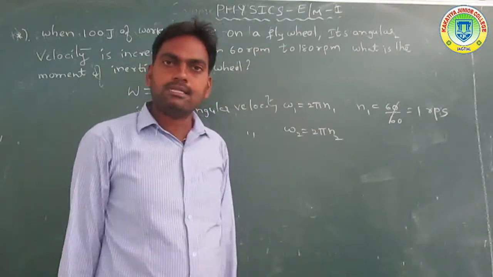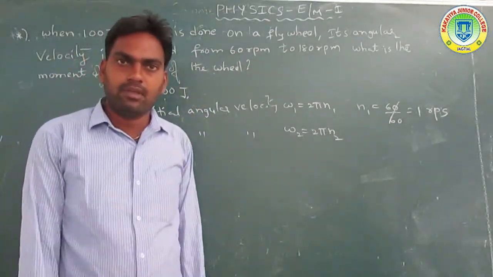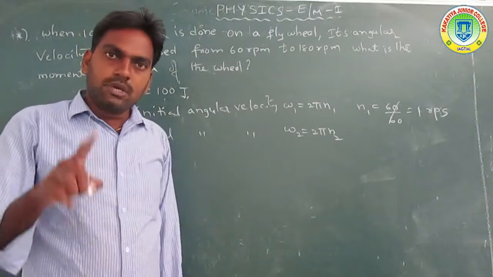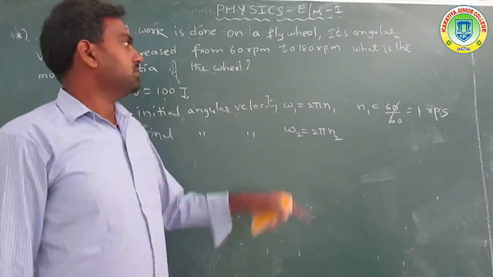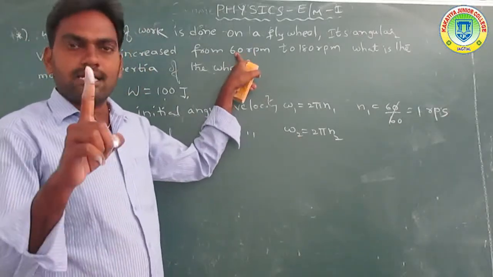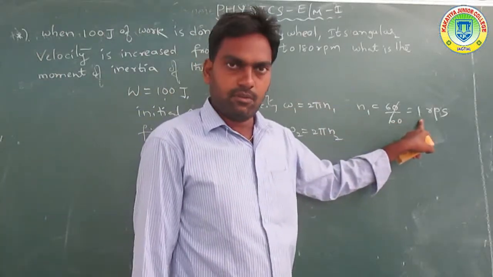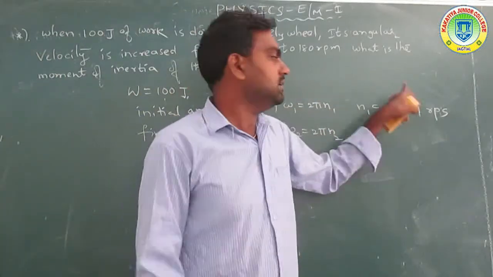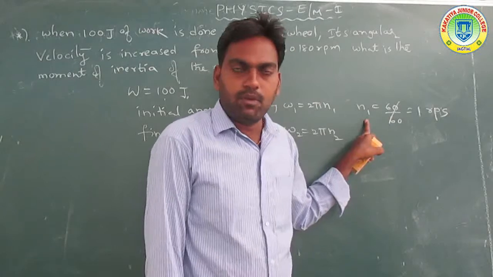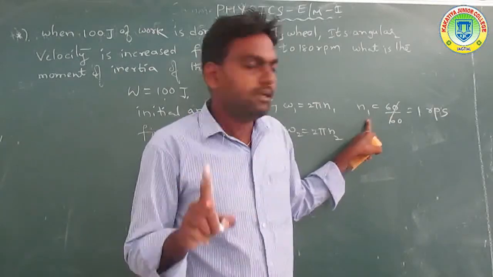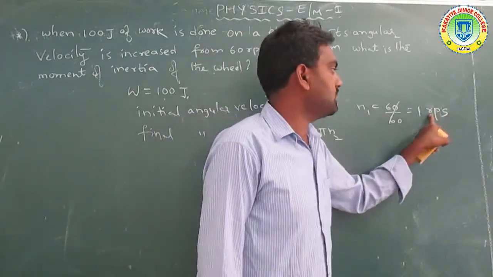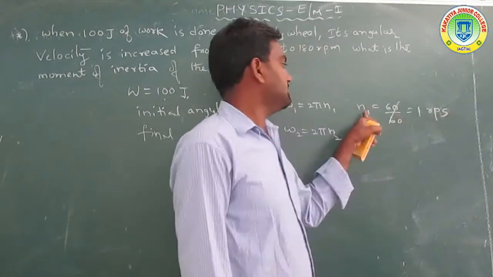60 rpm means rotations per minute. A minute is 60 seconds, so divide by 60: 1 second, 1 rotation. That is called the frequency. So 1 rotation per second, that is RPS, is N1.